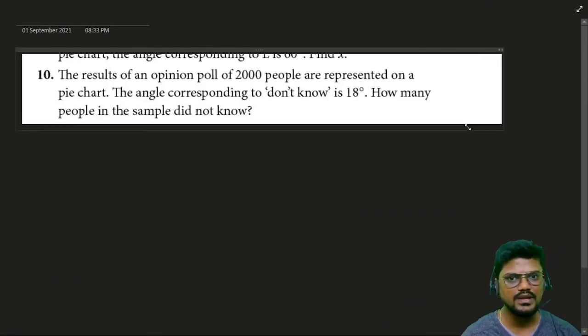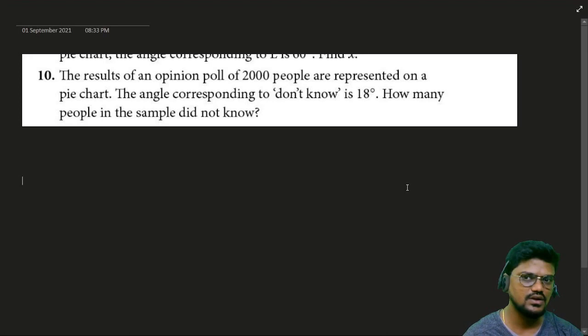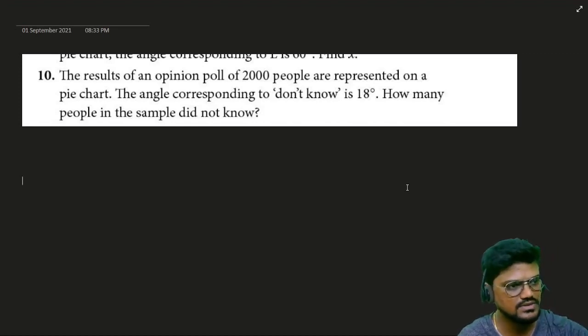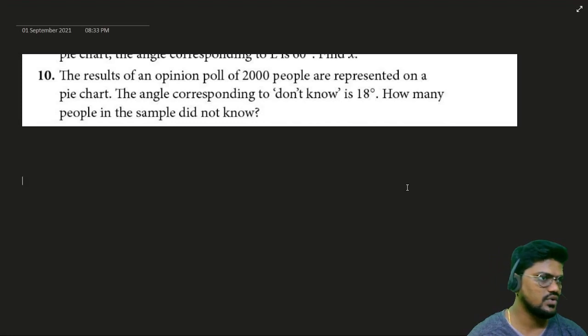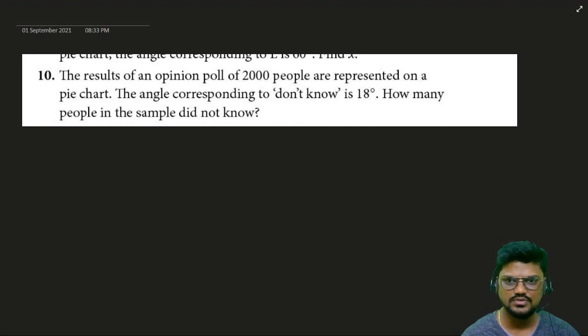The next one. The results of an opinion poll of 2000 people are represented on a pie chart. The angle corresponding to don't know is 18 degrees. How many people in the sample did not know? Can you give the answer? Try by yourself, and if you don't get it, I'll solve. Fine, so let's go to the next question now.